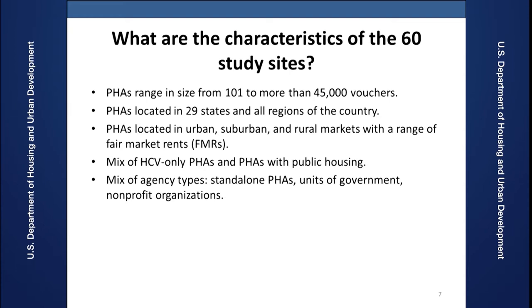So for example, the 2014 two-bedroom fair market rent for the study sites ranged from a low of about $600 to a high of about $1,600 per month, which gives a sense of the different markets that the study was in. About 40% of the study was PHAs that only run the HCV program. They may run other programs as well, but they don't run public housing. And then 60% were PHAs that have a mix of HCV and public housing. And there are a mix of agency types. So the majority of agencies in the sample are standalone PHAs, but we also have units of government and nonprofit organizations, and three of the PHAs are statewide PHAs.